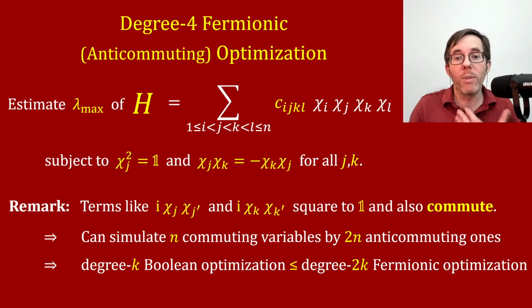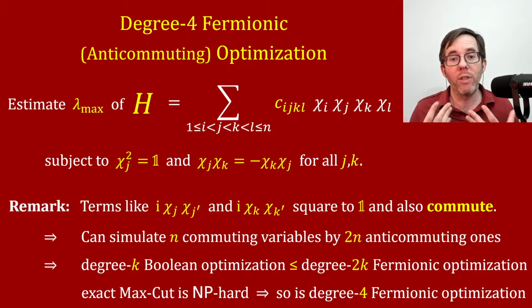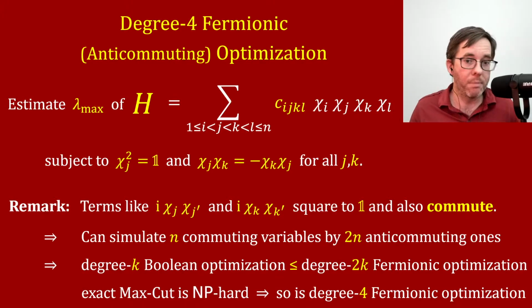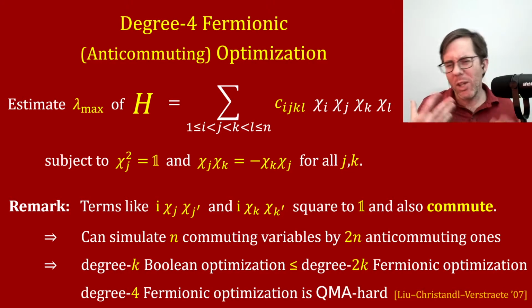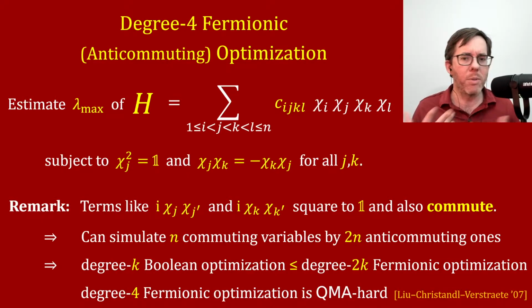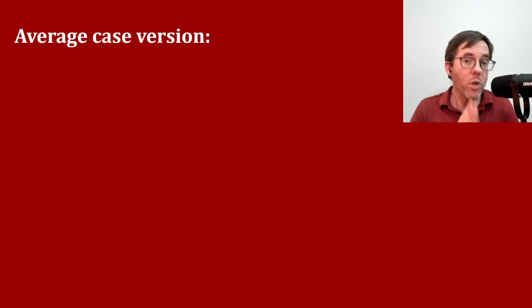For example, the degree 4 fermionic problem we're interested in is at least as hard as degree 2 Boolean optimization, which includes max cut, for example, as a special case. So this proves that our degree 4 anti-commutative problem is NP hard. In fact, a similar argument can be used to show that the task is QMA hard. Now, this is only for exact or near exact optimization. And we actually know that max cut is not actually that hard from the purposes of optimization. It has quite good approximation algorithms using semi-definite programming. So some of the results in our work are about the extent to which these approximations extend to degree 4 fermionic optimization.